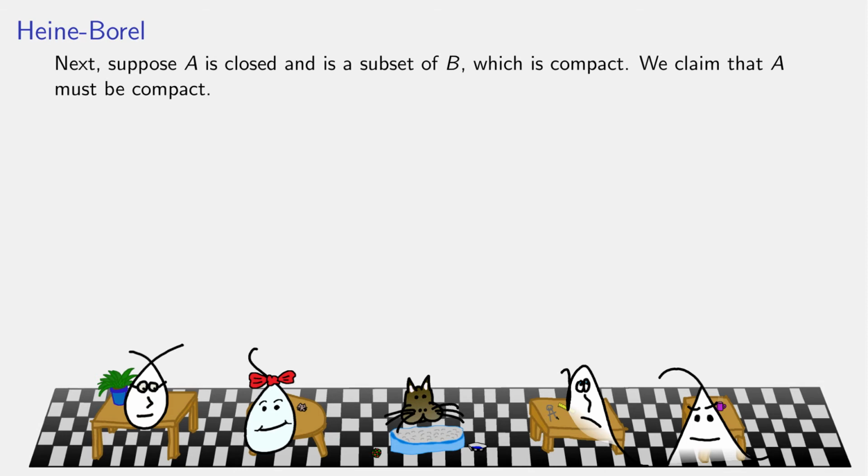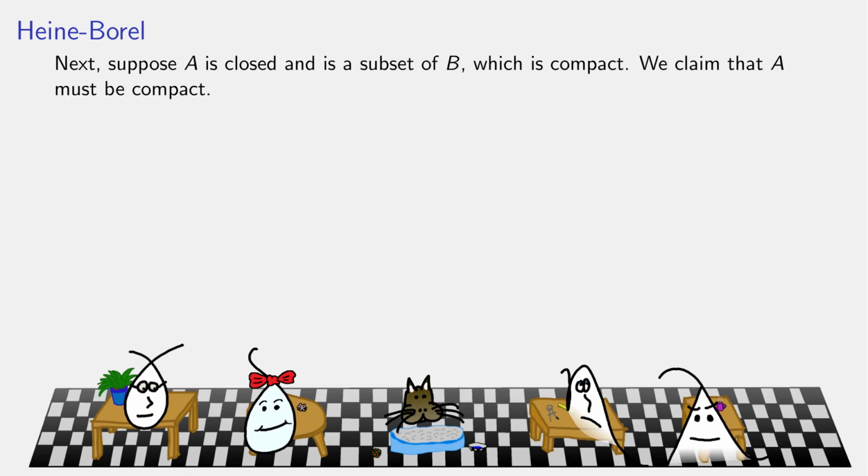Moving on, let's suppose A is closed and a subset of B, and B is compact. We claim A must be compact as well. Bear in mind, we've already proven a compact set is bounded. We did that in a previous section. We just finished the proof that a compact set is closed. So we now know compact sets must be closed and bounded.